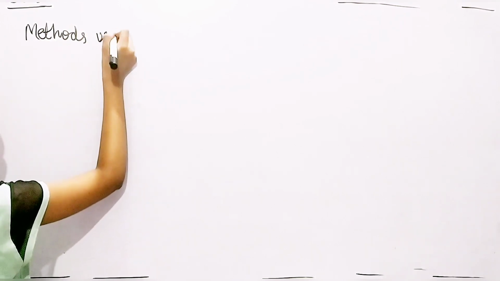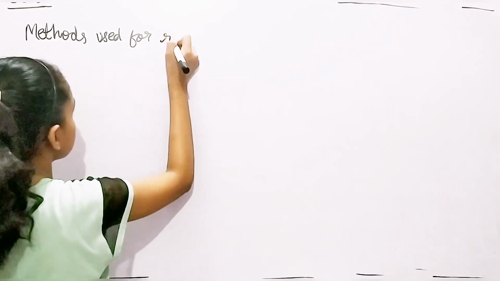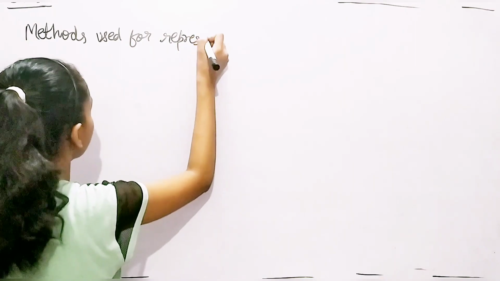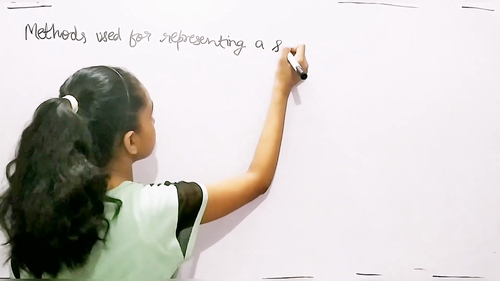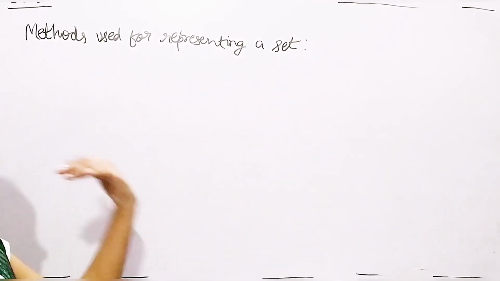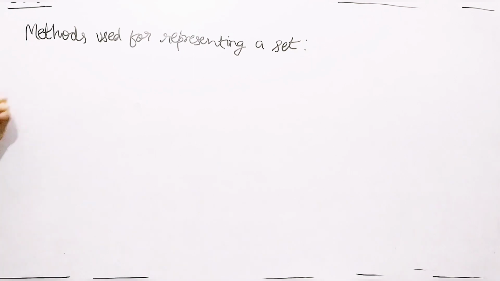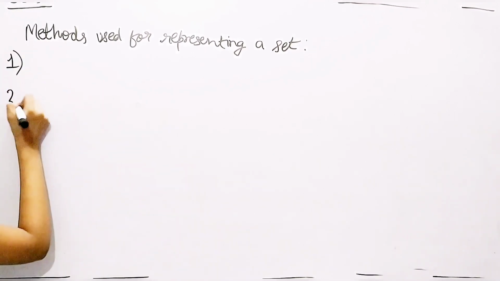are used for representing a set. We can write it this way. Okay, that will be the easiest way. Representing a set. So yeah, there are of course some ways to represent a set, and we have some methods for representing a set. So there are actually two methods.